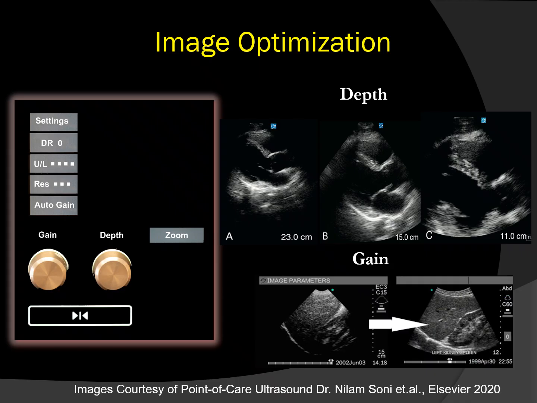By increasing the gain, you will increase the brightness and you will increase the whiteness of the entire picture. So things that should be more gray in tone or dark in tone will appear brighter. And that may lead to misinterpretations of your image. So I would caution against overgaining, especially for new users, until you are used to looking at images.